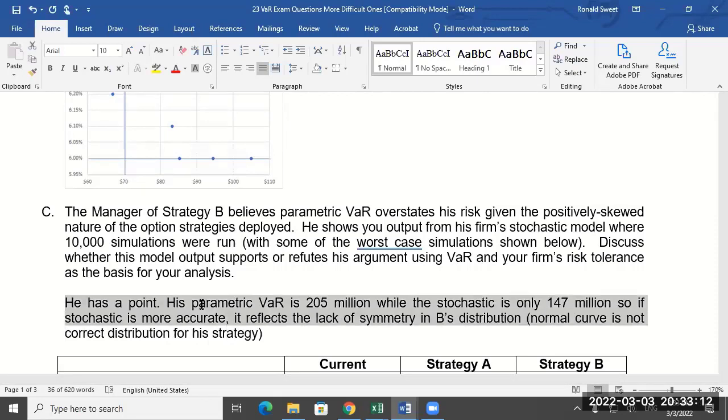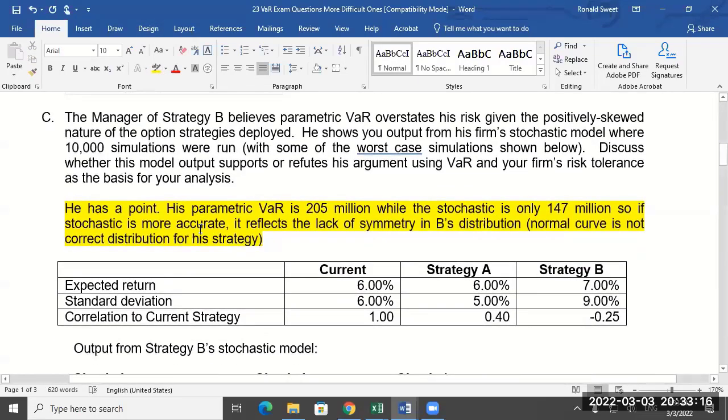So he has a point. He may not have a point. So don't assume that this guy's complaining and I'm going to say he's right. I might actually prove that he's actually worse. Maybe his simulation comes out at negative 250 and you're like, okay, sorry to tell you, but you're wrong. And not only are you wrong, but we might not hire you, because I think I've had one question where that was the case, where you looked at the stochastic and you said, wow, that manager has a lot more risk than parametric states.